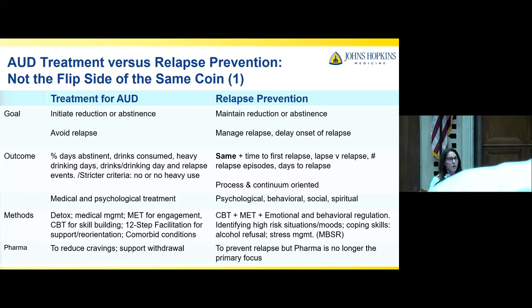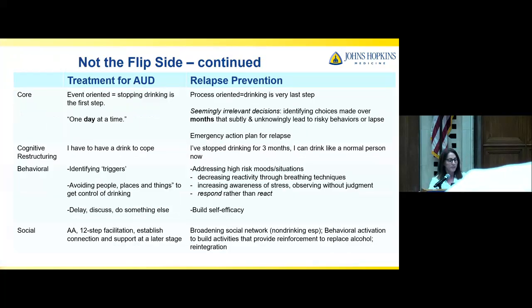And then, of course, using pharma is more about reducing cravings and supporting withdrawal, whereas pharma in relapse prevention is preventing relapse, but pharma is no longer the main focus. A couple other things. So alcohol use disorder treatment is event-oriented. Stopping drinking is the first step, whereas in relapse prevention, drinking is the very last step. And one of my favorite techniques in relapse prevention is something called seemingly unrelated decisions or seemingly irrelevant decisions, if you all are familiar with that.